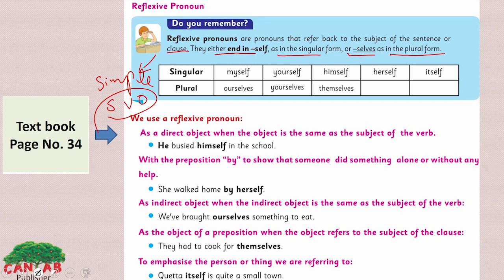And with reflexive pronouns, we add self with the pronouns. In singular, we add self and in the plural, we add selves. We have discussed this: if we have F here, we have to make it VES to make it plural. Look at the singular reflexive pronouns here: myself, yourself, himself, herself, itself. Plural is ourselves, yourselves, themselves.